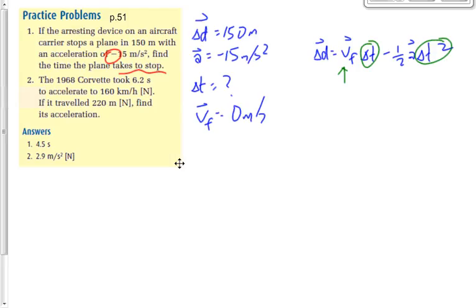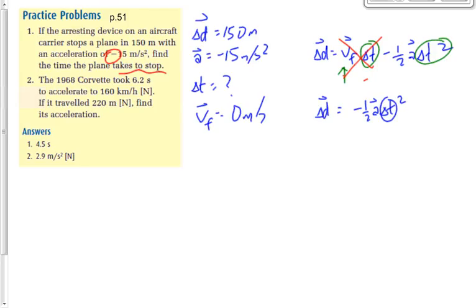The good news is VF is 0. If VF is 0, 0 times T is 0. So that entire term disappears. So now T only appears in one place. Now I wouldn't say it's easy to solve for by any means, but it's easier at least. This is what my equation looks like now. D is equal to negative 1/2 of AT squared. Solving for T.